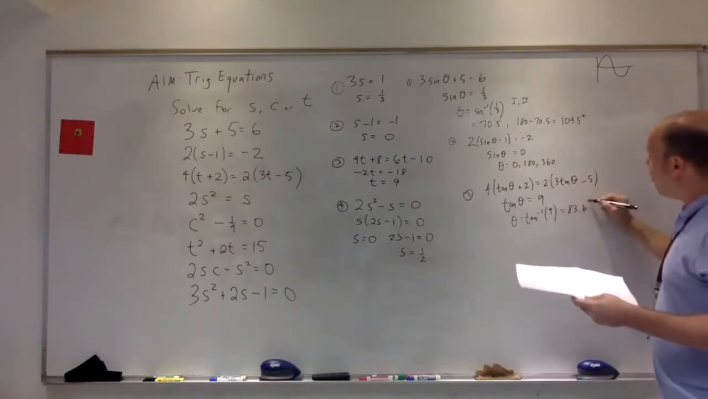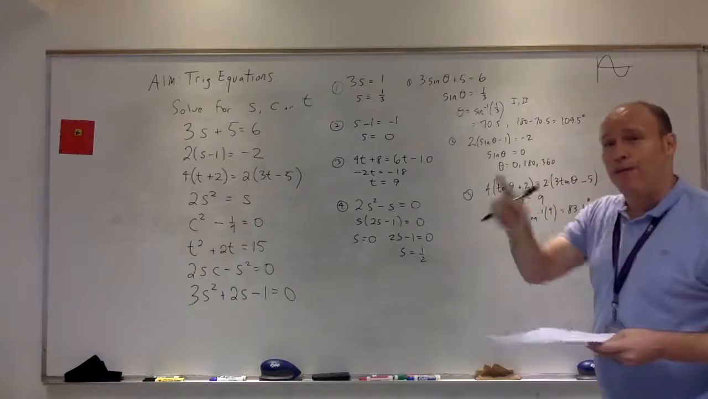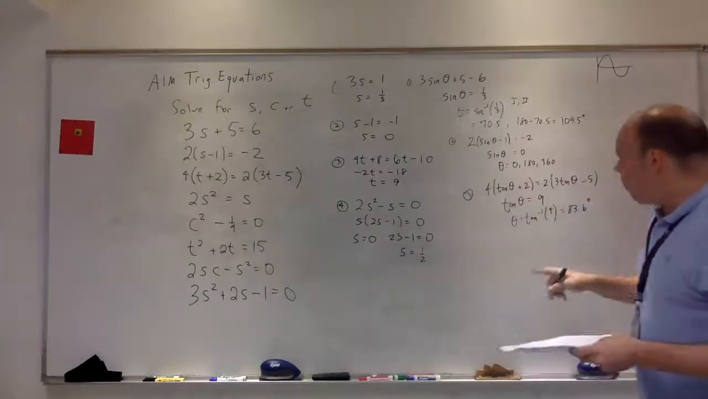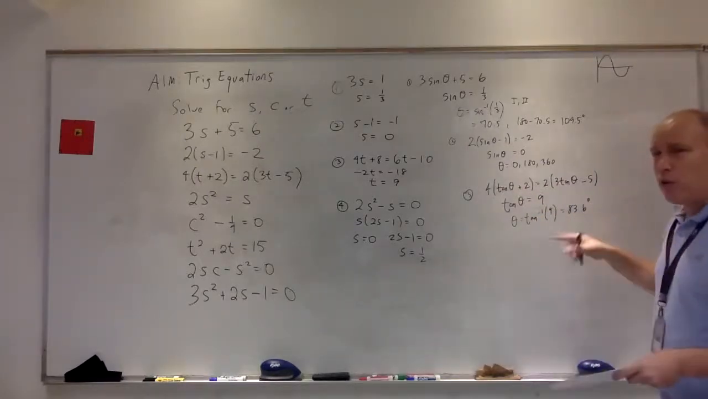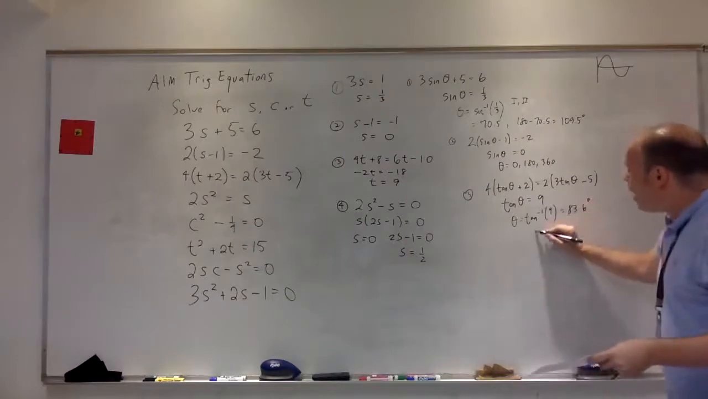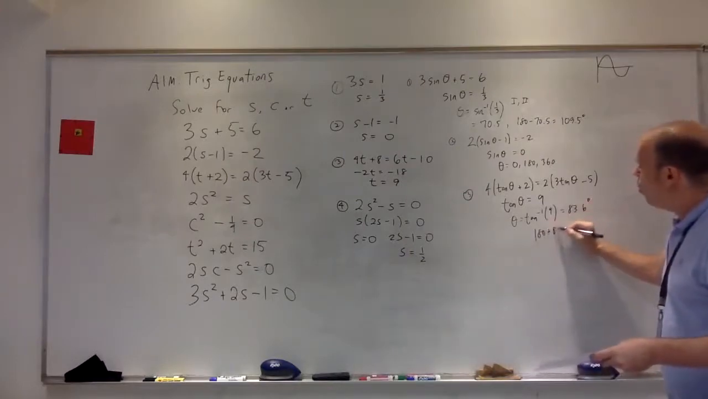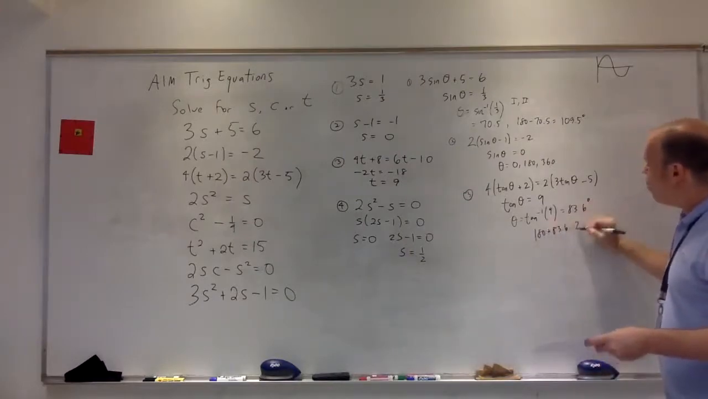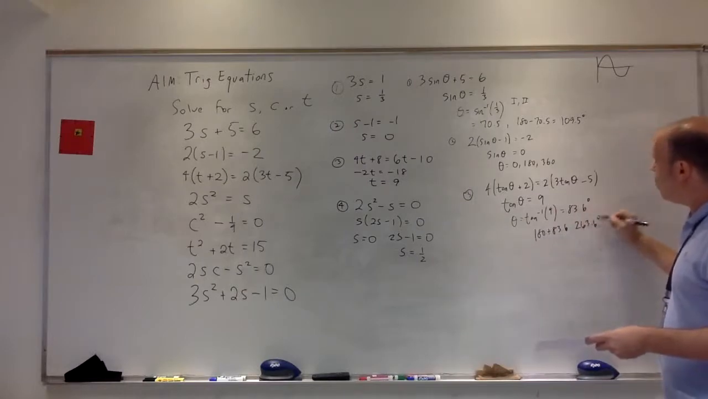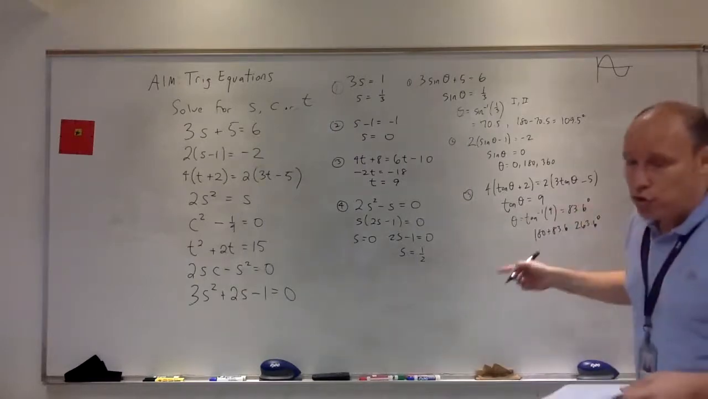And we're in good shape because the tangent is positive in the first and the third. Well, how do we find that third quadrant angle? We'll just add it to 180. And we get 263.6 degrees. So these are our 2 answers.